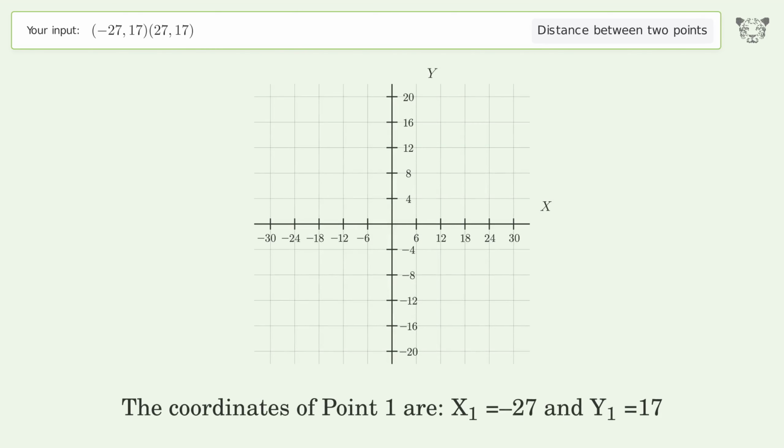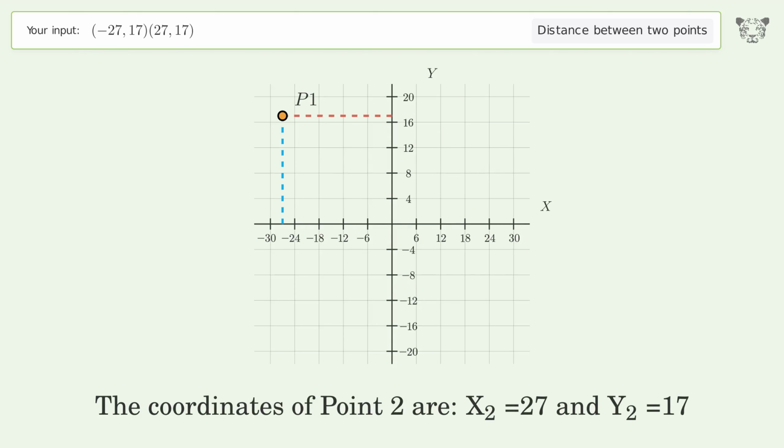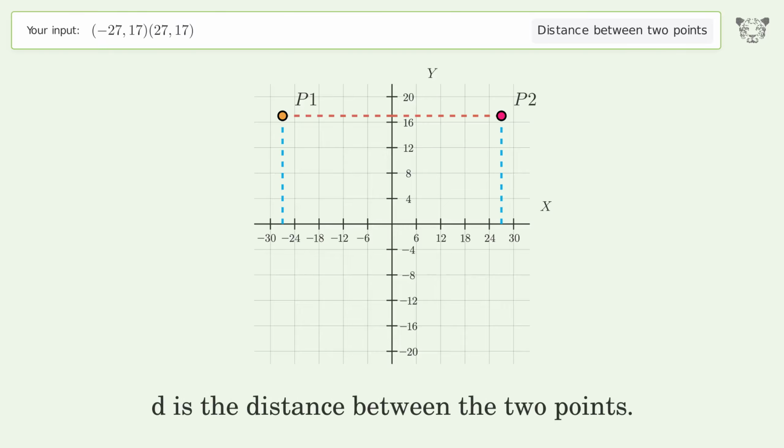The coordinates of point 1 are x1 equals -27 and y1 equals 17. The coordinates of point 2 are x2 equals 27 and y2 equals 17. D is the distance between the 2 points.